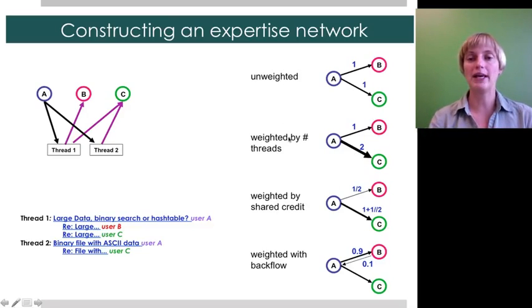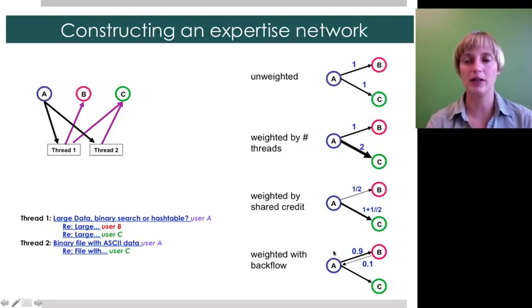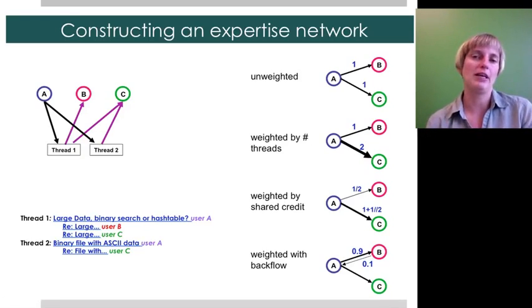We could weight the edges by the number of threads that the 2 nodes interacted in. We could have them share credit, so if both B and C answered a question, they would each get weight 1/2 added to whatever other weight they had. Or we could even introduce a little bit of backflow, and this just means if you asked a question that was answered, it means that at least it was sort of a decent question. So we may have a little bit of the weight of the edge going back.